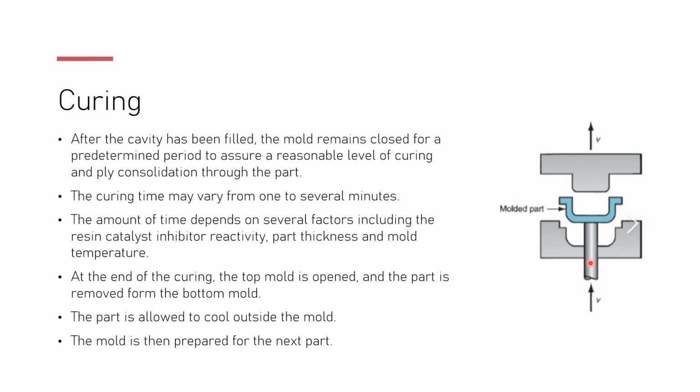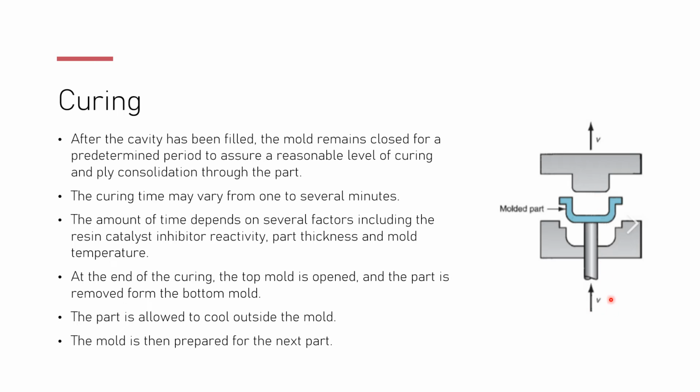At the end of the curing, we're going to open the top mold, and then remove the part from the bottom mold. There is a piston to raise it up, so you can get your shaped product out of the mold. This piston is so important to lift it up. It's going in this direction. You can see the speed.